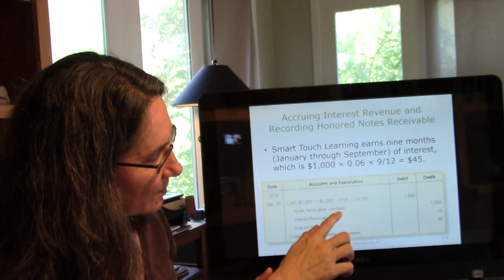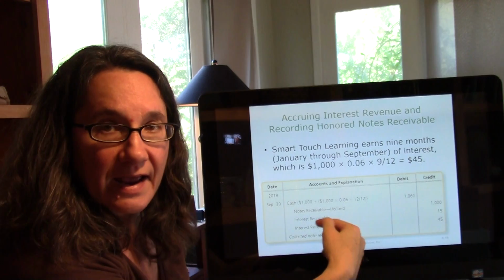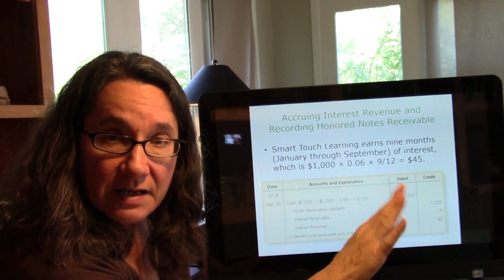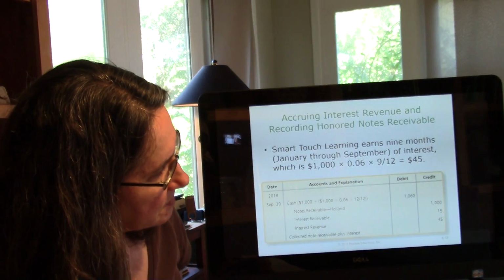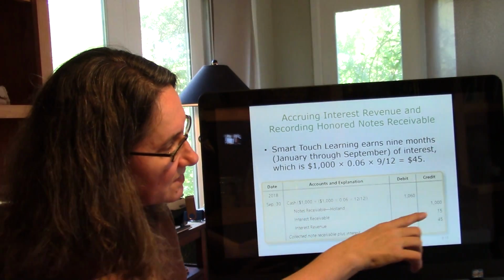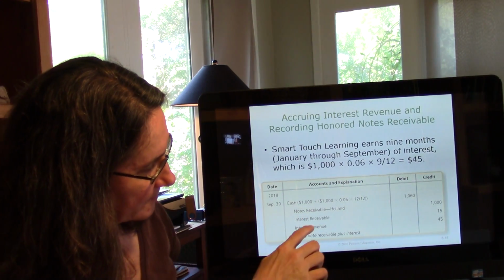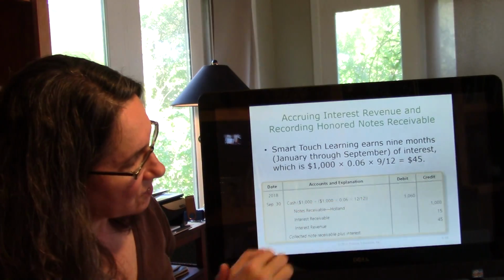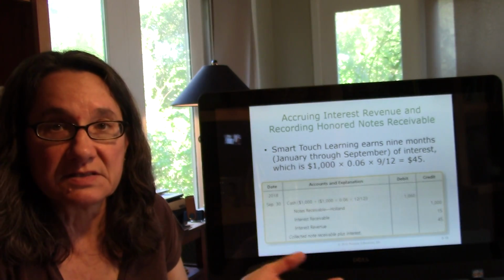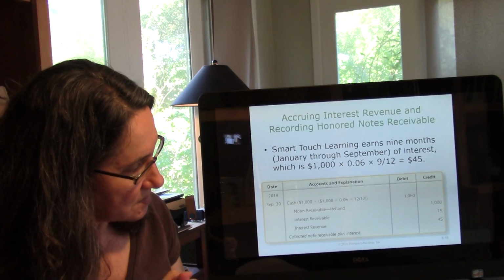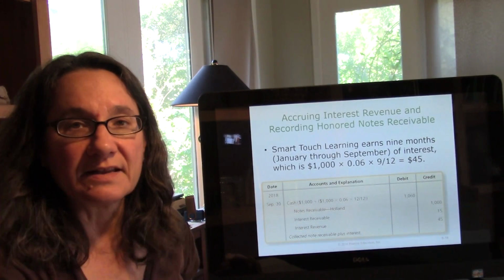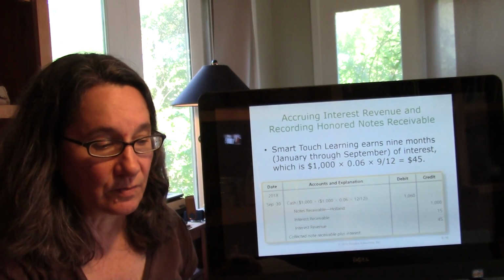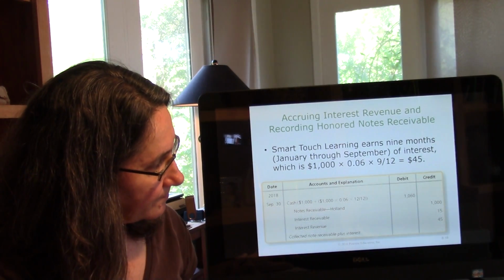The note receivable, right, that asset is going away because she's paying us. So the asset note receivable gets a credit, 1,000. The interest receivable gets a credit, 15. And interest revenue gets the credit, 45, because it is interest revenue, that's still there. So that's it. You collected that note and all the interest.